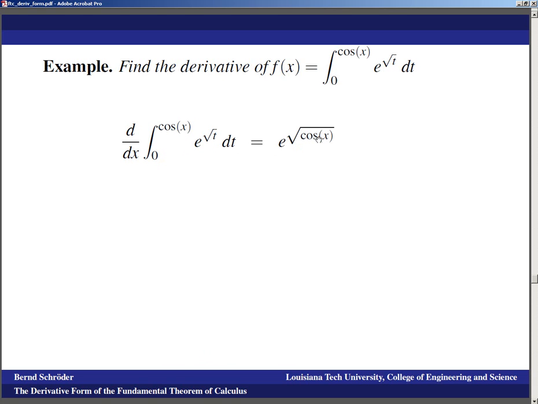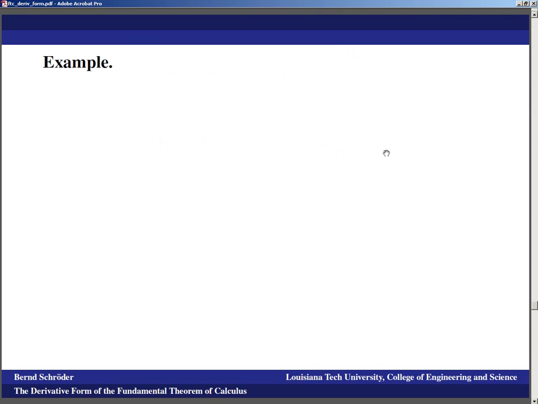So you get e to the root cosine x times the derivative of the cosine x, which is negative sine x. And that would already be the whole thing here. One way in which this can become more complicated is that you could have variable lower and upper bounds, and we're integrating sine e to the t here.